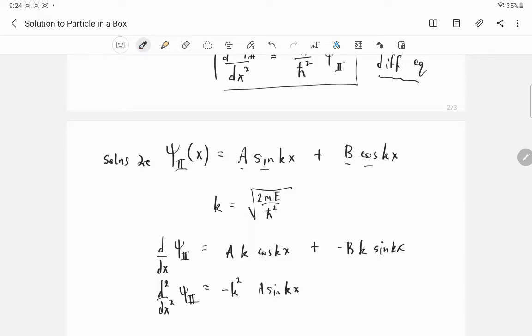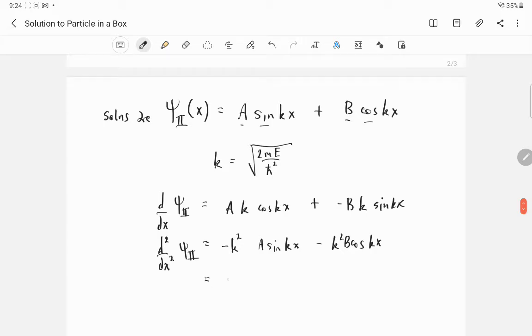Right, so cosine goes to sine when you take another derivative, and over here sine becomes cosine without another minus sign, right? So the minus sign that showed up in the first derivative just sticks around, and we get minus k squared cosine kx times b. So the b is still there. What's interesting about this is if you factor out the common factor of minus k squared, look at what's left over: it's just psi sub 2 of x.